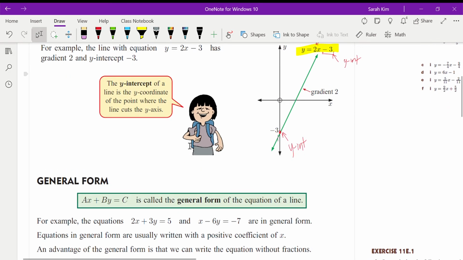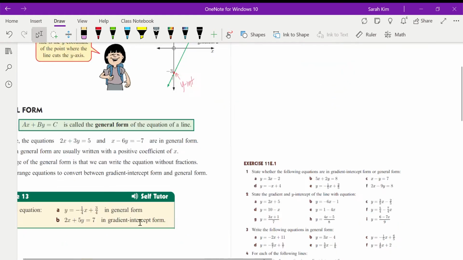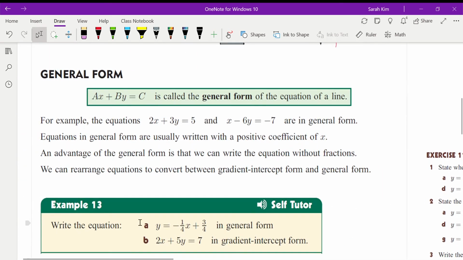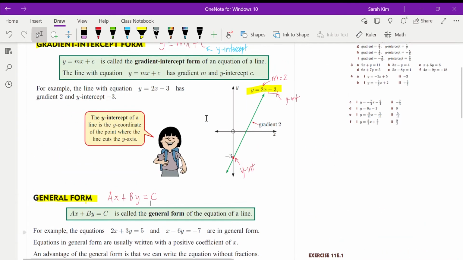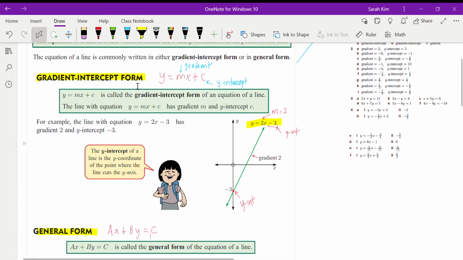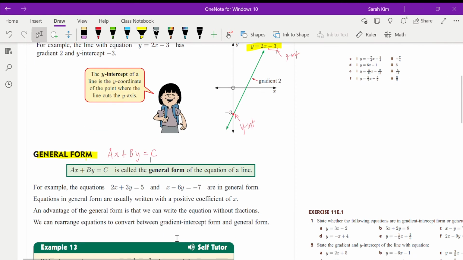Okay, so let's have a look at a general form. This is another form. I want you to write general form. I want you to copy this equation down: ax plus by equals c. This equation, if you have it in this format, is called the general form. So there's two different forms. There's general form and there's the gradient intercept form. You need to be able to kind of distinguish between them. This isn't going to be in your cheat sheet.